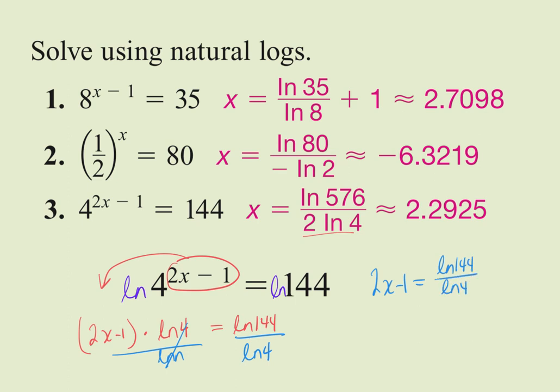I am going to add the 1 here, and then I'm going to multiply at the end, or divide at the end. So I actually have 2x equals ln of 144 over ln of 4 plus 1. They did some condensing here, that's why it looks like that. Divide both sides by that 2. And when you do this, it's going to be the same thing as when they did it this way.